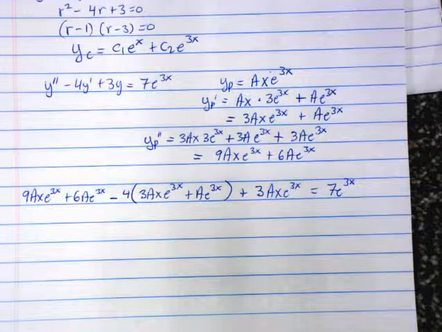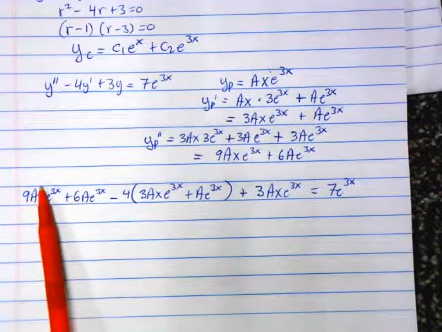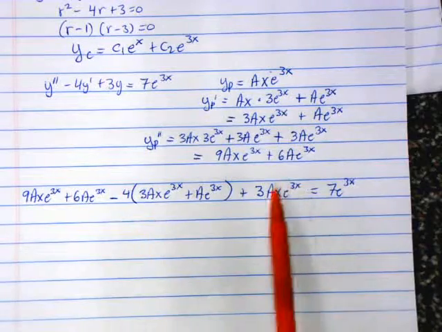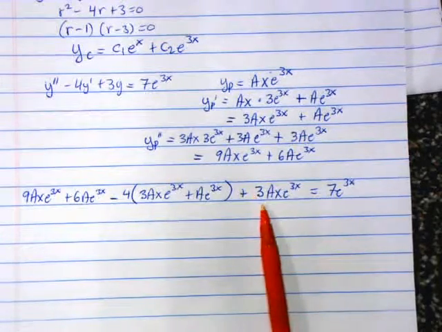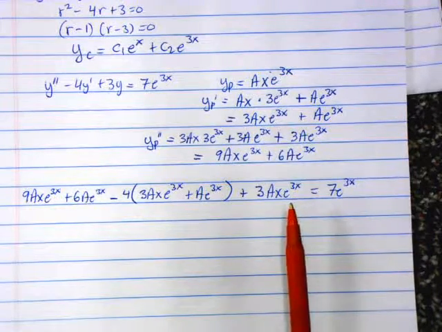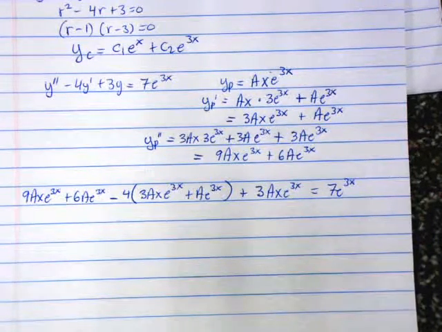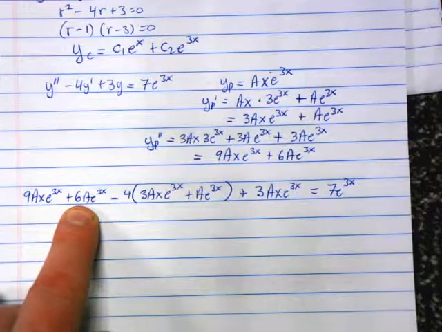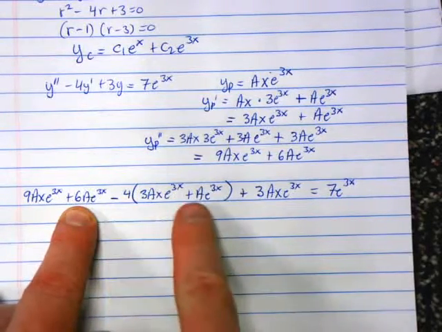Looks gruesome, but something really nice happens. Things drop out. Notice the ax terms: you've got 9ax, minus 12ax, and 3ax. What happens to all the ax terms? They drop out, and that's what should happen. If you've done it right, all the ax pieces should add up to 0. And so we're left with 6a minus 4a.